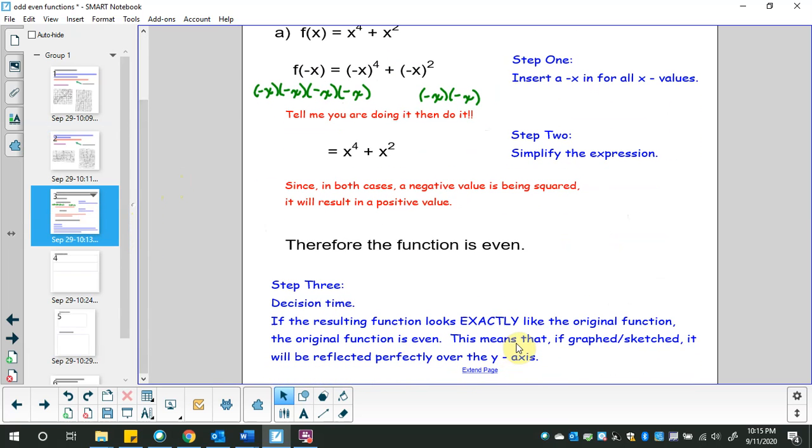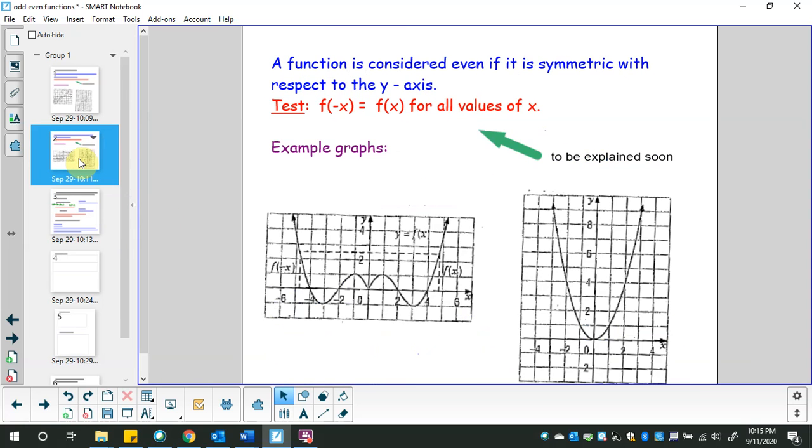This means that if you graphed or sketched this particular function, in this case a polynomial function, it would be reflected perfectly over the y-axis. So it wouldn't be either one of these pictures, but it would work just like these pictures, just a sideways flip.